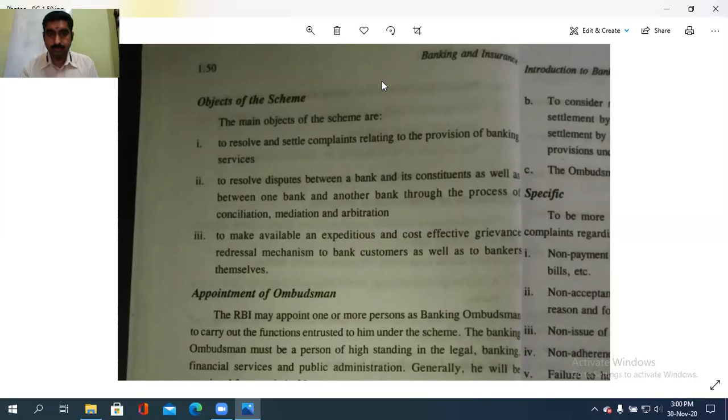So these are the three things you need to keep in mind for why this Ombudsman scheme is to be introduced. To resolve and settle the complaints relating to the provision of banking services; to resolve the disputes between a bank and its constituents, as well as between banks, through conciliation, mediation, and arbitration; and to make available an expeditious and cost-effective grievance redressal mechanism to bank customers as well as to the bankers themselves. Keep these three things in mind for the Ombudsman scheme.